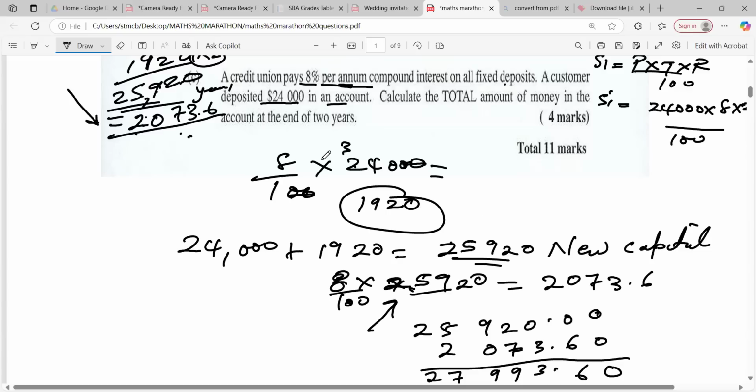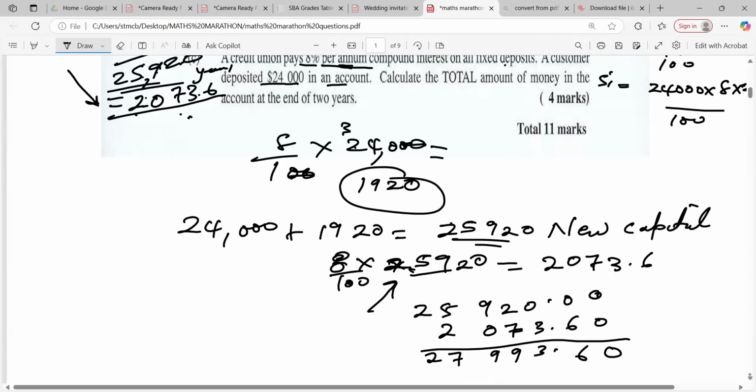No, but remember, we're just finding 8% of the money, the 24,000, because that's the interest, right? So you're not gonna times it by 2 yet, but you're gonna do it for 2 years. Just find 8% of the number 24,000. I understand this part, but let me try to understand why you put the SI and the formula. Because this is the simple interest formula.